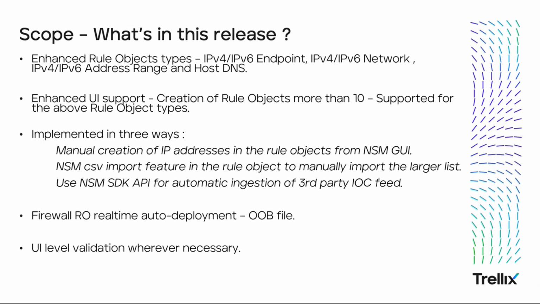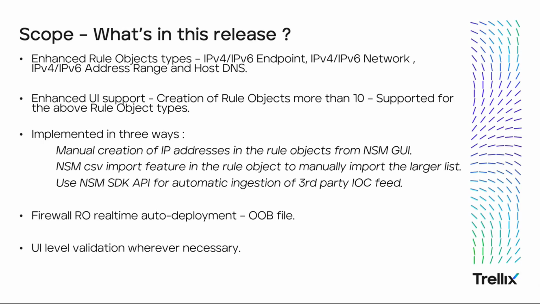Also, we have provided enhanced UI support in NSM, which enables the user to perform all sorts of operations that they want to do. And here's the most significant part. Supporting the usage of a large list of IOCs has been implemented in three ways. The first method is the manual creation of IP addresses in the rule objects from the NSM UI. The second method is the NSM CSV import feature in the rule object to manually import the larger list of IPs. And the third method is using the NSM SDK API for automatic ingestion of the third-party IOC feed.